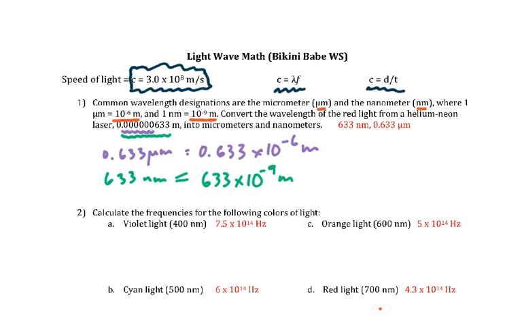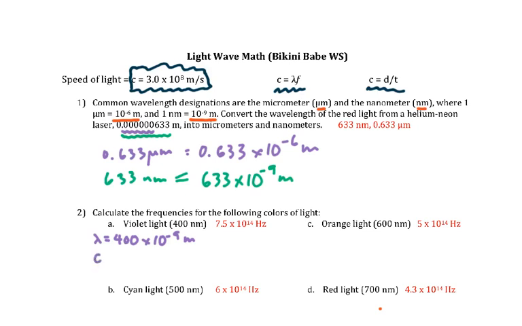Let's take a look at number 2. It asks us to calculate the frequencies for these 4 colors of light. So letter A gives us violet light, tells us it is 400 nanometers. So that's going to be a wavelength, which is the lambda symbol. We want to go ahead and convert nanometers to meters. So remember, nano is times 10 to the negative 9th. So we're going to keep 400 exactly the same. We don't mess with where the decimal is or anything like that. We just tack on times 10 to the negative 9th, and that is converting.